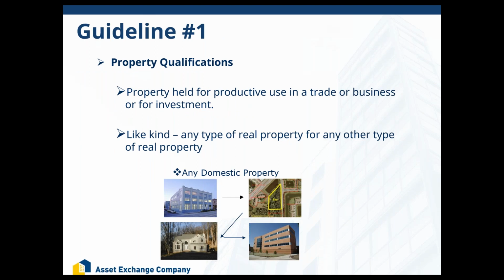Any type of real property that you use in your trade or business or that you hold for investment. You can exchange it for what? Any type of like-kind property, which again is what type of property? Any type of real property that you use in your trade or business or that you hold for investment. And where can those properties be located? Anywhere in the United States, including Guam, the U.S. Virgin Islands, or the Mariana Islands.